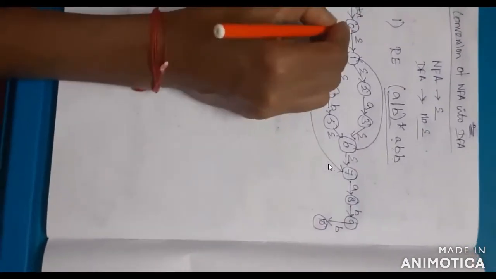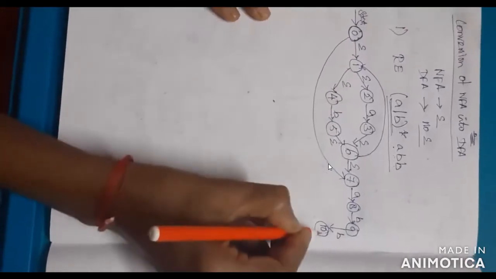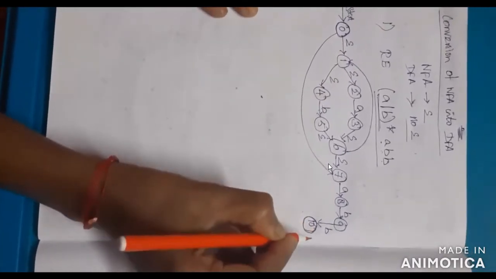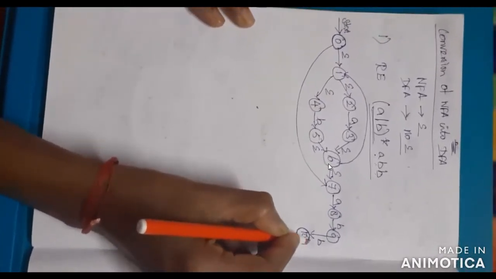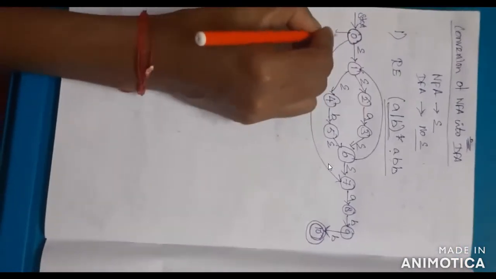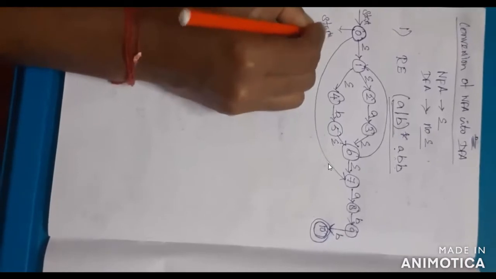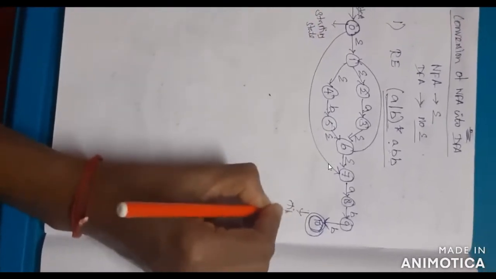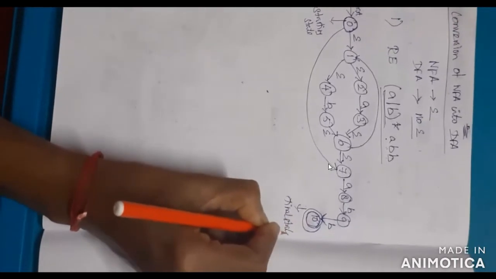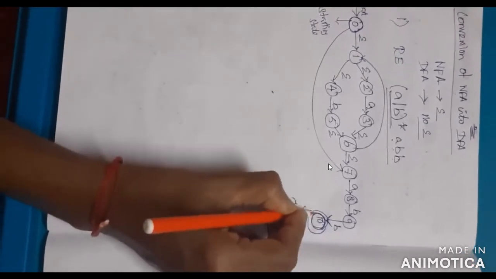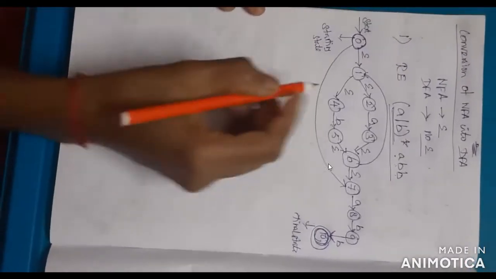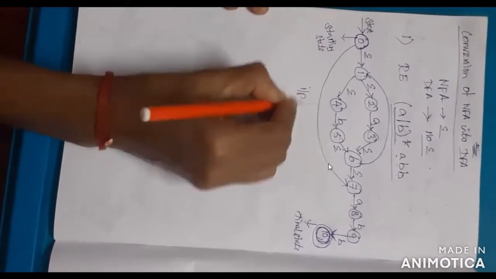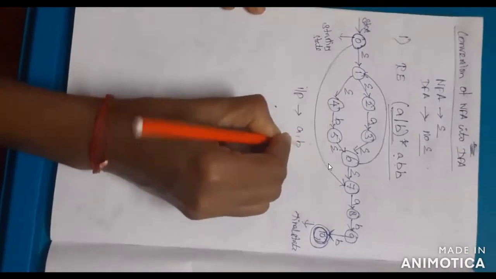So the starting state is 0, the ending state is 10. The ending state will be circled with a double circle, which indicates the final state. So 0 is the starting state, 10 is the final state. So what is the input symbol? The input symbol is A comma B.